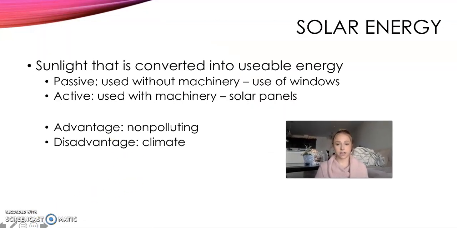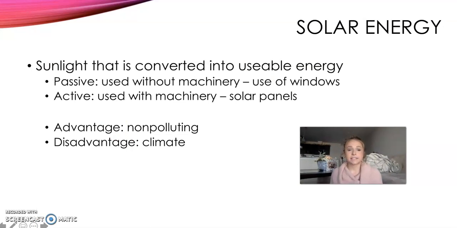The next one is solar energy, and this is sunlight that is converted into usable energy. And there's two types of solar energy. There's passive and then there's active. Passive is used without machinery, so that could be like your windows let light in, and then it goes into the walls and heats up the insulation of the wall, and you get that thermal effect. And then active is use of machinery. An example of that could be your solar panels.